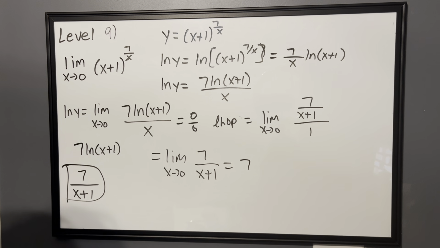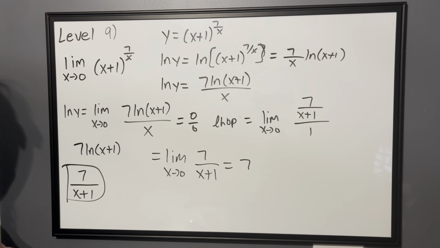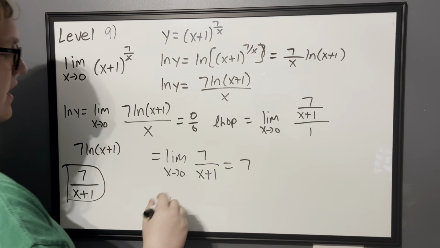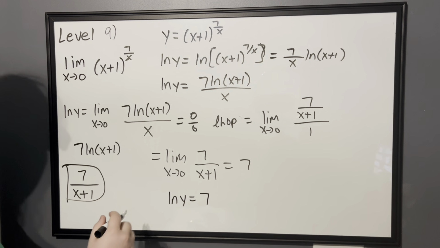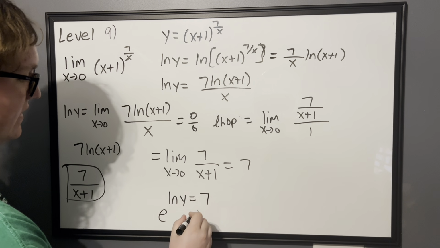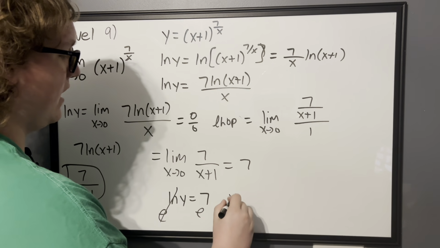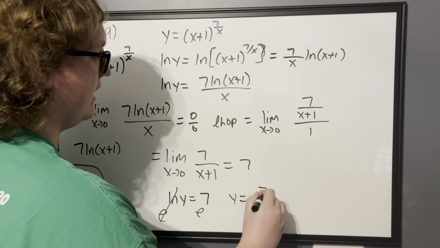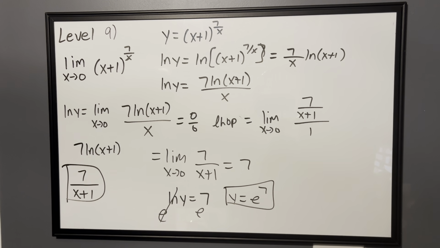Now you have to be really careful because remember, that was ln y. So if we want to solve for y, which is going to be our limit in this case, we have ln y is equal to 7. To get rid of that ln, we need to exponentiate both sides. When we exponentiate, this will cancel, and we'll get y is equal to e to the 7th. And e to the 7th will be our answer for level 9.